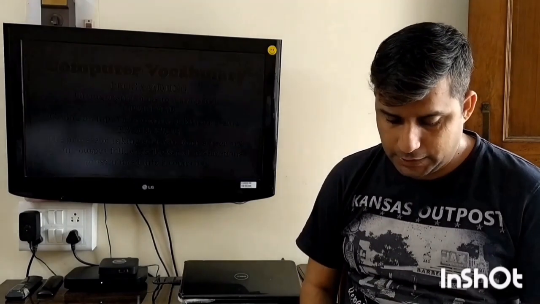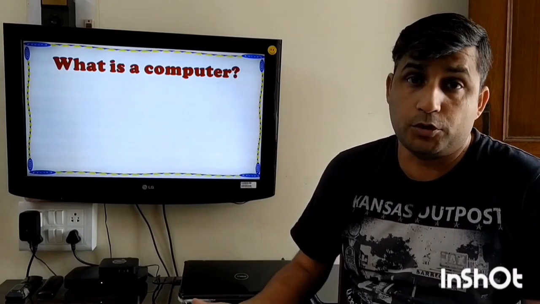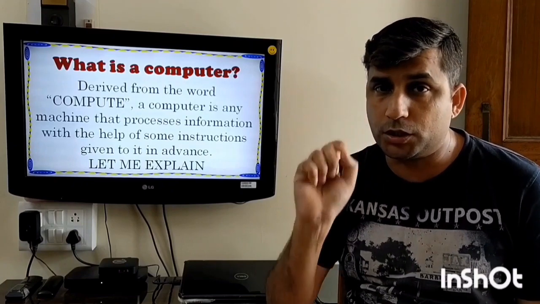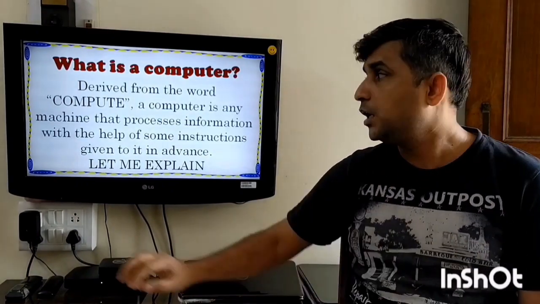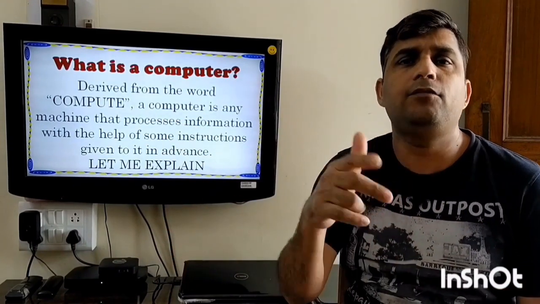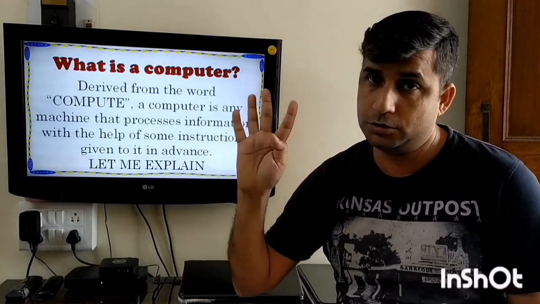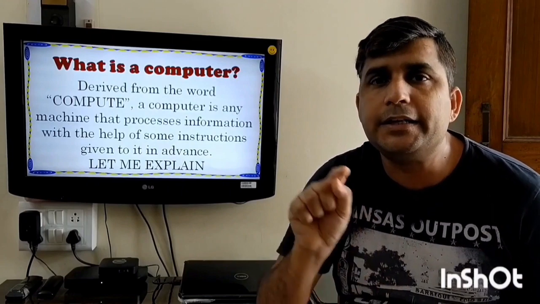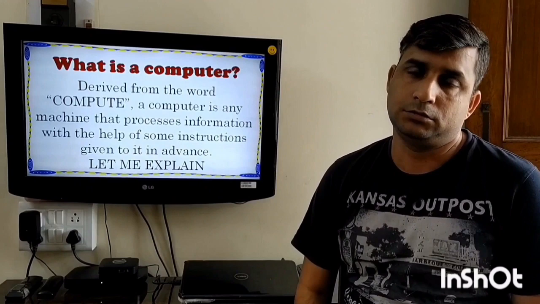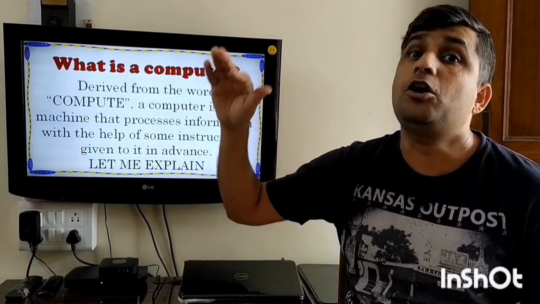The first one of them is, what is a computer? As you can see on my screen, what is a computer? Now, let us begin. The word computer, to be very precise, is derived from the word compute. What does compute mean? Basically to calculate. I give you 2 plus 2. What do you do? Your mind calculates 2 plus 2 equals 4. What you just did was you computed the answer. A computer is also a similar machine. What it does is it basically makes calculations, but a very complex one.